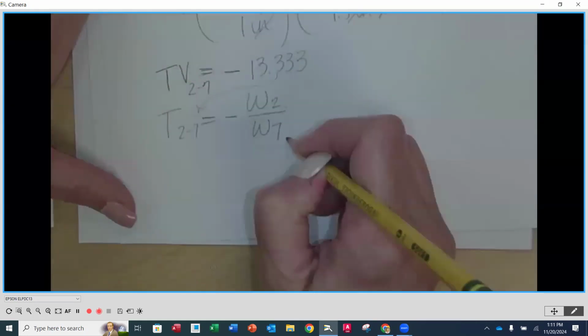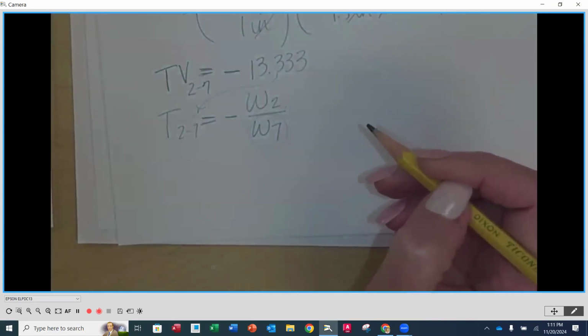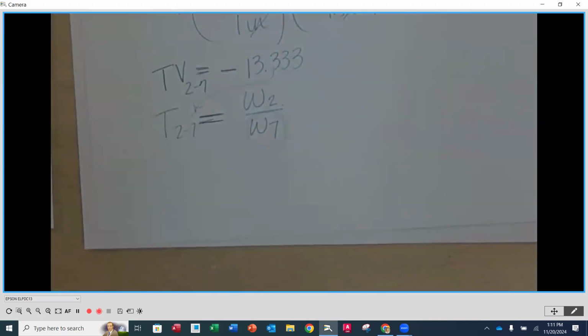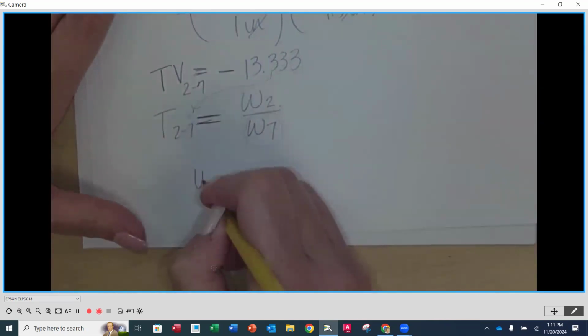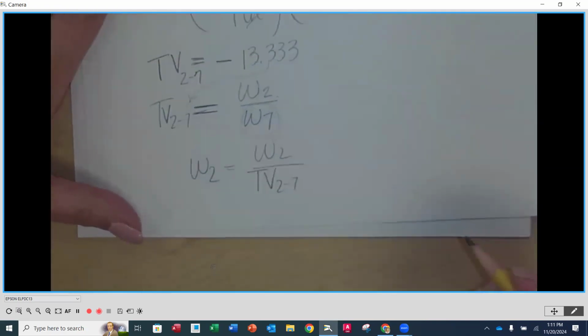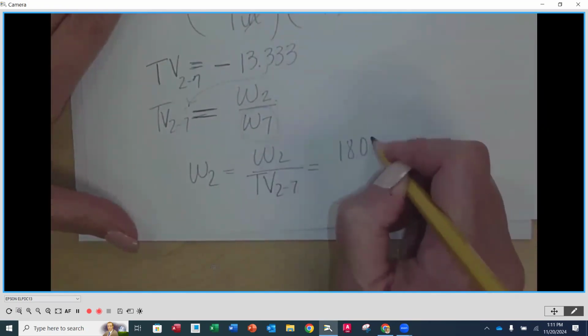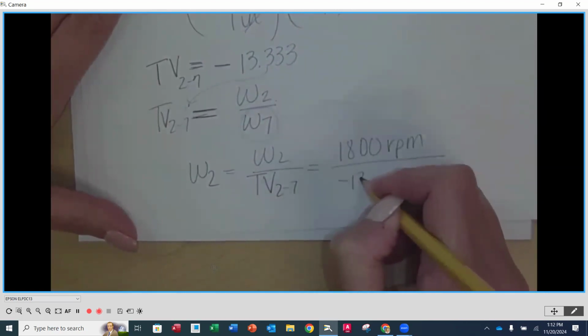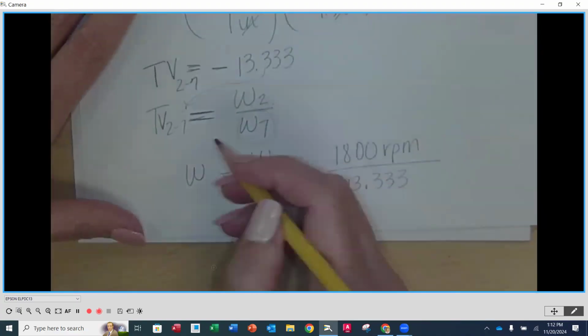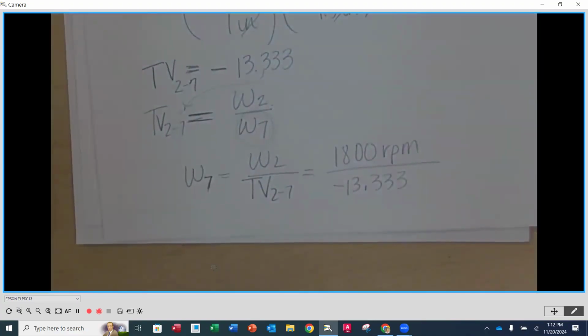So solve for W7. Rearrange this to solve for W7. Take that negative out. It really doesn't matter because now we're just looking for the value. So we can put the negative there. So you should get W7 is equal to W2 divided by train value 2 to 7. We know that W2 is 1800 revolutions per minute divided by, this is where we should put our negative, 13.333 unitless. So we end up with RPMs. Does that make sense? W7 is equal to W2 divided by the train value. So we're ending up with RPMs for our angular velocity of 7. Are those units that we're hoping for?